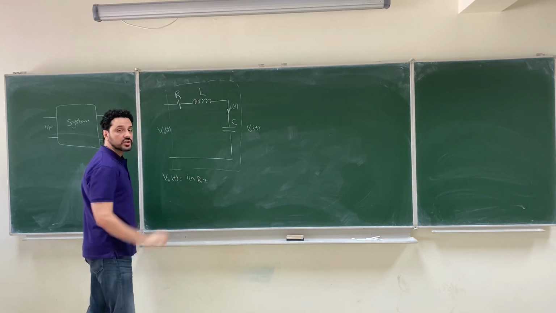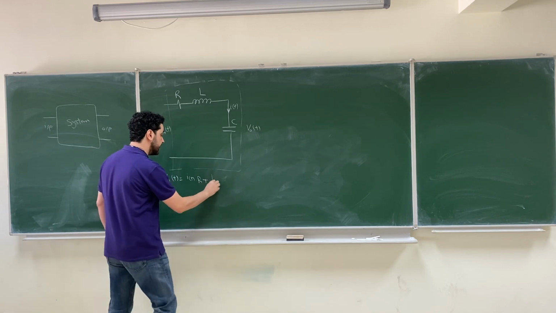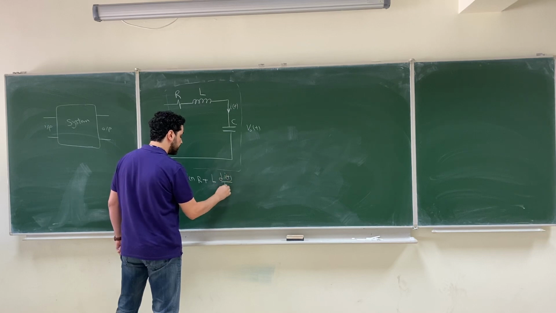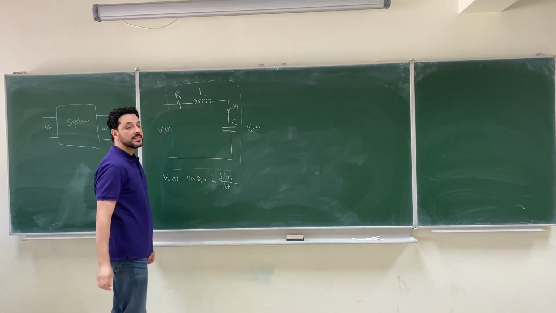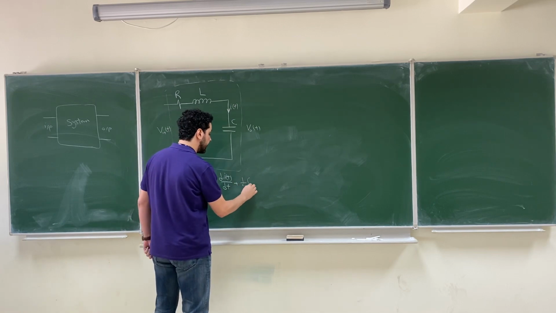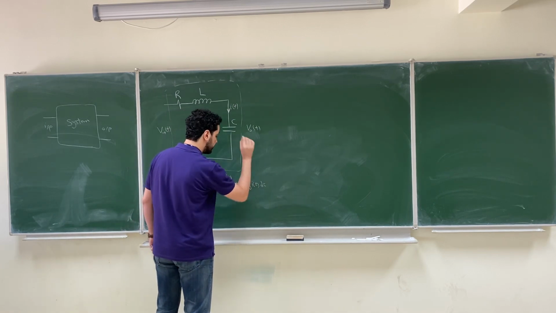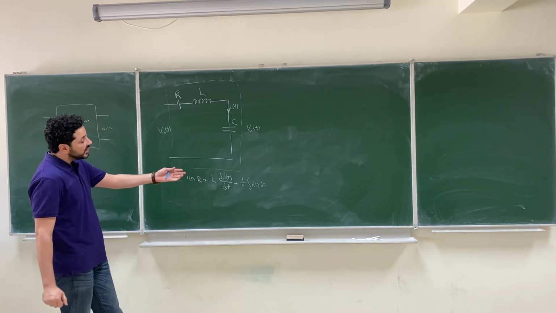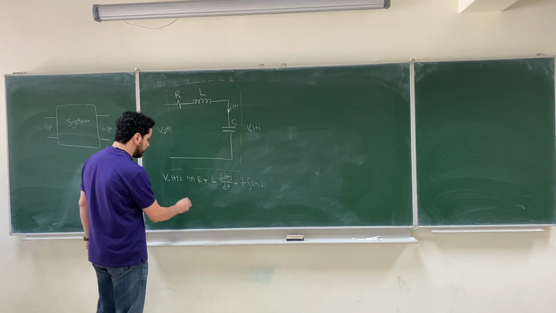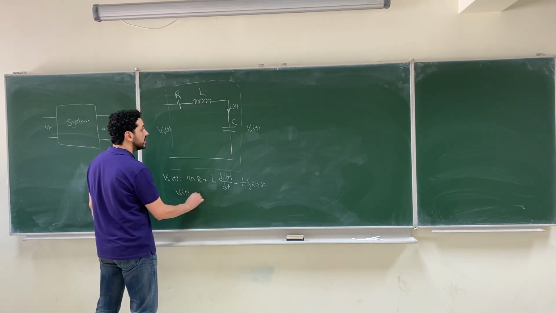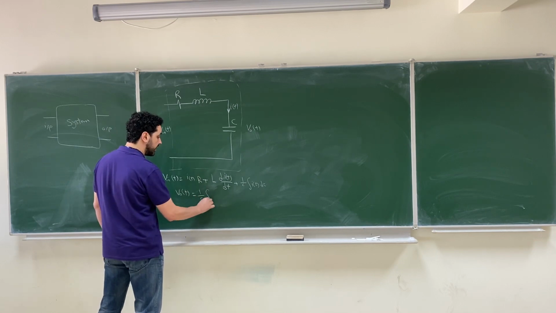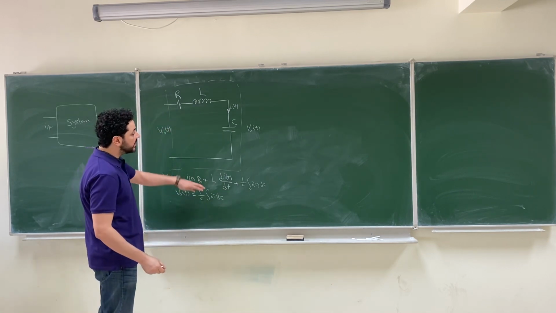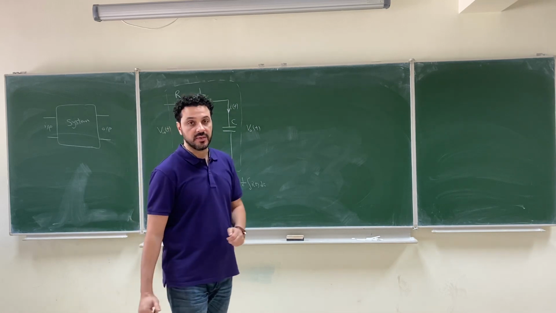plus the voltage across the inductor, which is L di/dt, plus the voltage across the capacitor, which is 1 over C times the integration of i of tau d tau. So this is an equation that represents this system. And there is another equation. You can say that the output voltage across the capacitor equals 1 over C times the integration of i of tau d tau. So these two equations represent our system, they model our system.